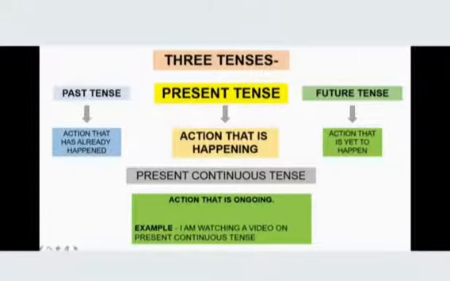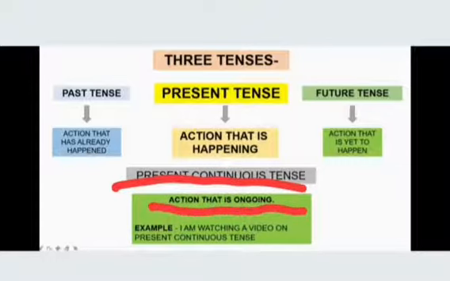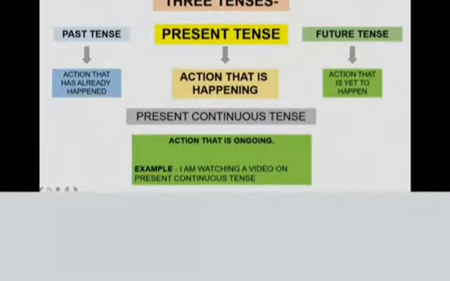Present tense means what? Action that is happening. Again, present tense has four kinds: simple present, present continuous, present perfect, and present perfect continuous. And here we'll learn about this present continuous tense. Yes, action that is ongoing.